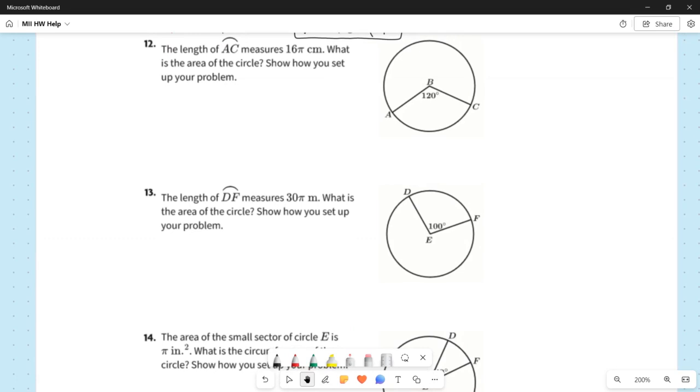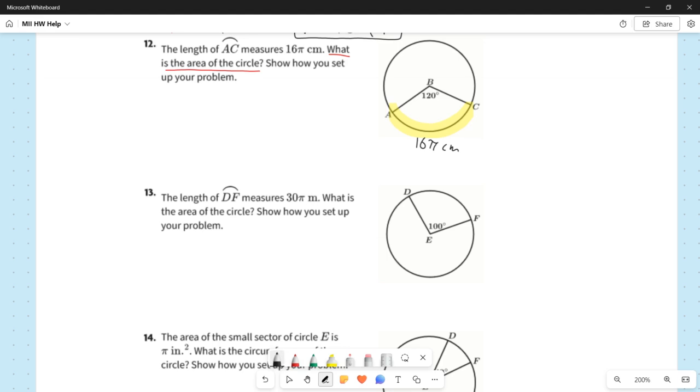Question 12. Question 12 says the length of arc AC measures 16 pi. So arc AC is that piece right there. And so we are told that that is 16 pi centimeters. That's the length of that arc. And what we want is the area of the entire circle. So what is the area of the entire circle if we happen to know an arc length? Show how you set up your problem.